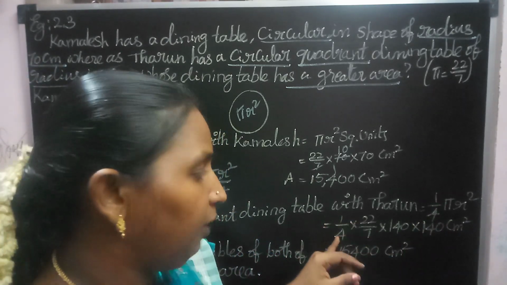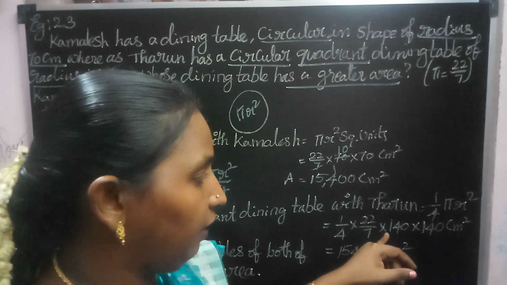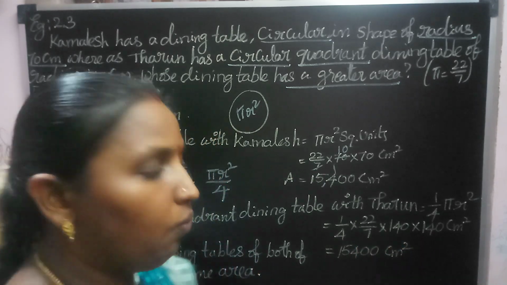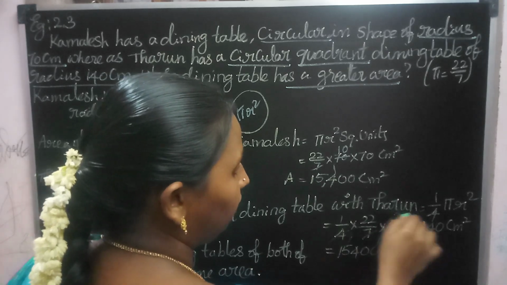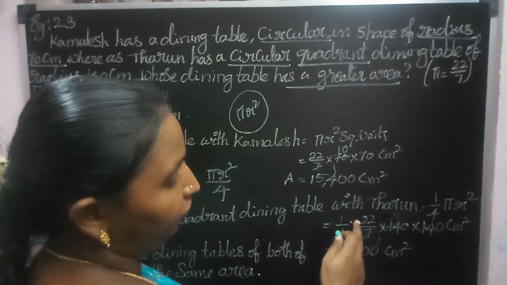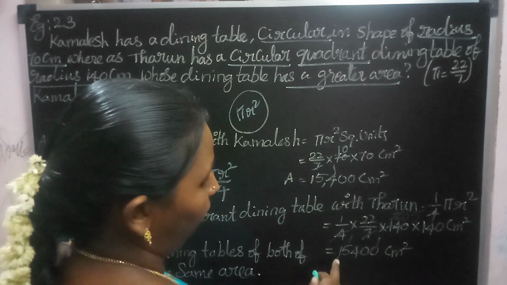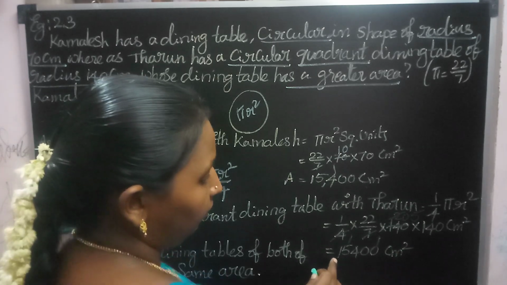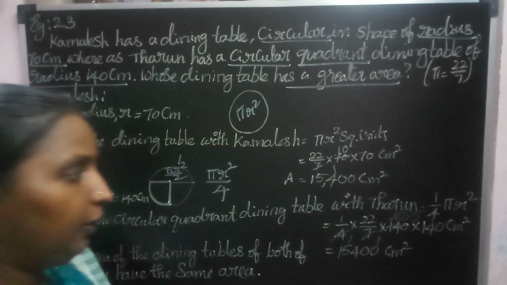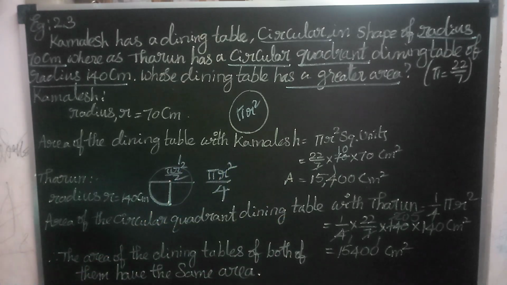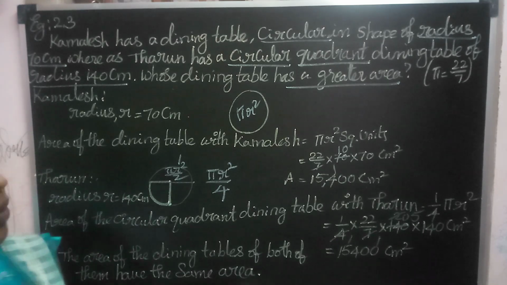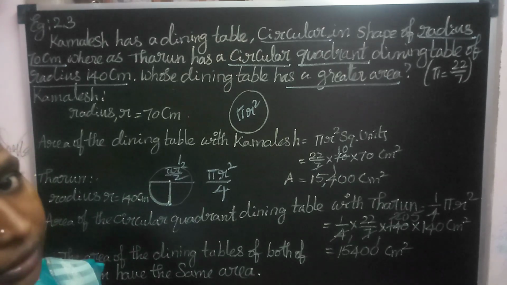Substitute the value now. 1 by 4 into 22 by 7 into 140 into 140. So here 7 ones are 7, 7 twenties are 140, 4 ones are 4, 4 fives are 20. So if you multiply 22 into 5 into 140, you will get the same 15,400 centimeter square. So both the dining tables have the same area. Therefore the area of the dining tables of both of them is the same. So did you understand this?